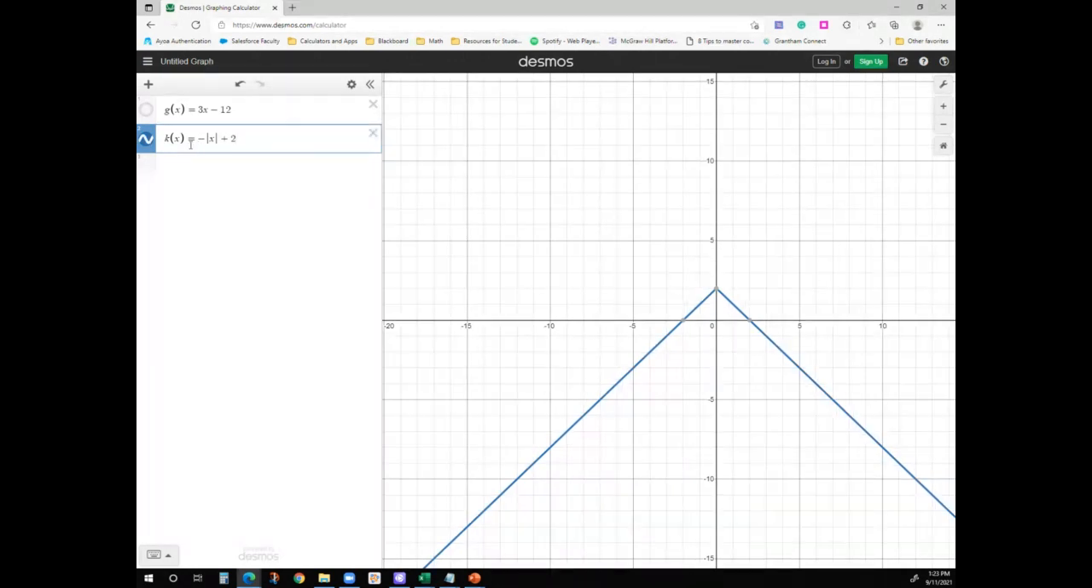Yeah, so I've got it graphing. I just typed in k of x equals negative absolute value plus 2, and this is what the graph looks like when you graph it.